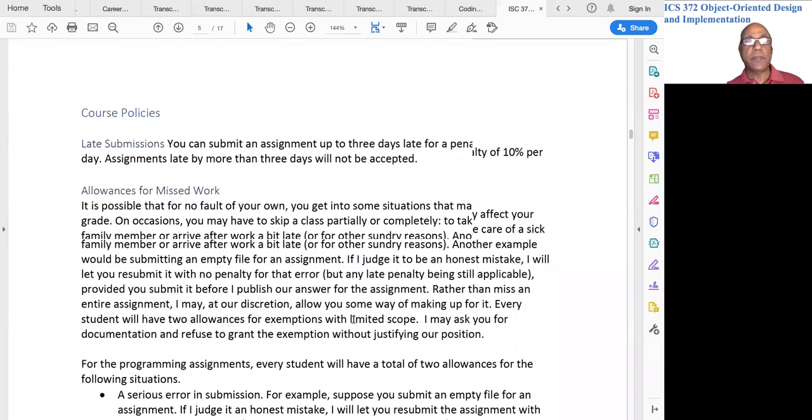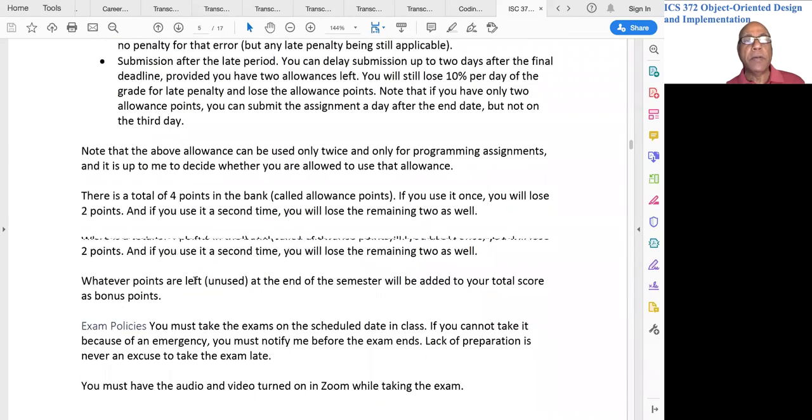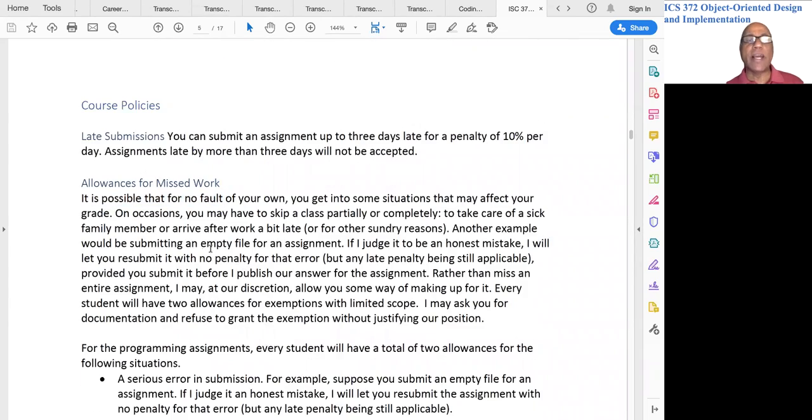Then there is stuff about course policies, that is, what happens if you miss your work. For example, assignments are due on certain dates and you cannot miss. Late work is accepted up to 3 days, but then there is a 10% penalty. But sometimes what happens is you have other obligations that make it impossible to submit things on time.